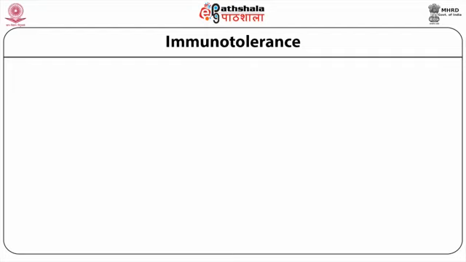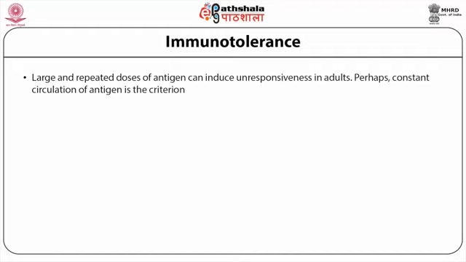The observations of these investigators together provided valuable early insight into tolerance, and these are listed here. The picture which seems to emerge was as follows. Number 1, large and repeated doses of antigen can induce unresponsiveness in adults. It was felt that perhaps constant circulation of antigen is the criterion.